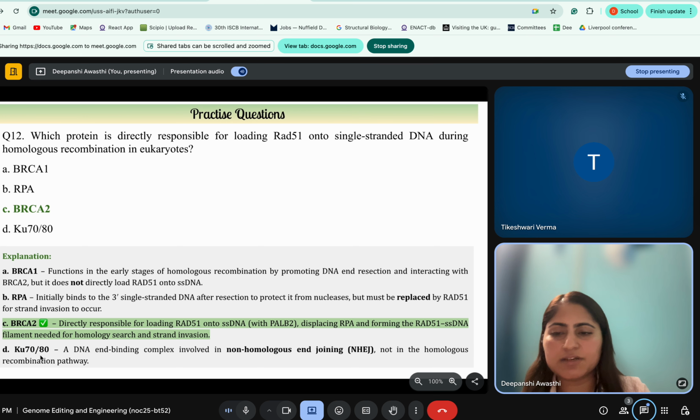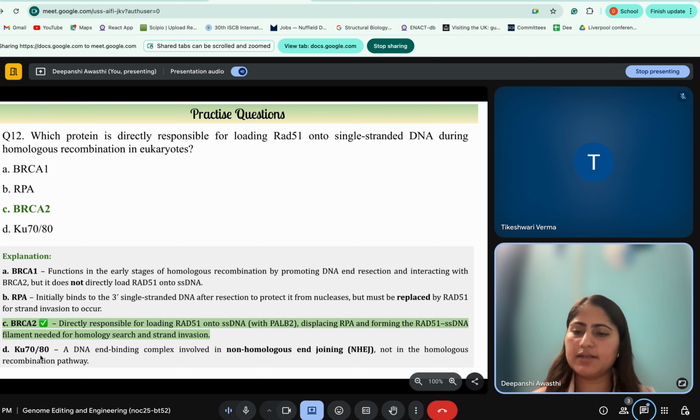Then if we talk about Ku70/80, as in case of homologous recombination we have BRCA2, similarly in case of non-homologous end joining we have Ku70/80, which recognizes the site of double strand break.